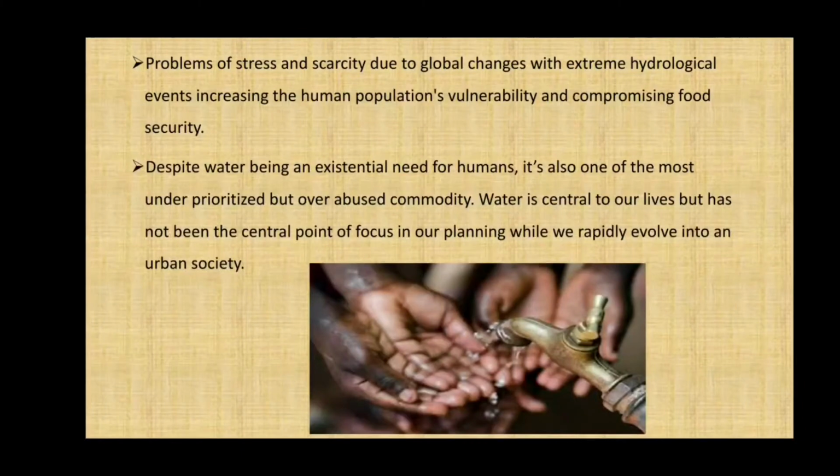Due to global changes, extreme hydrological events like flood and drought are the main reasons for water stress and scarcity, which result in human population vulnerability and compromised food security. Despite water being an essential need for humans, it's also one of the most under-prioritized but over-abused commodities. Water is central to our lives but has not been the central point of focus in our planning while we rapidly evolve into an urban society.